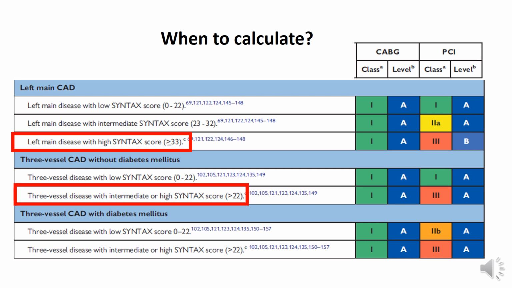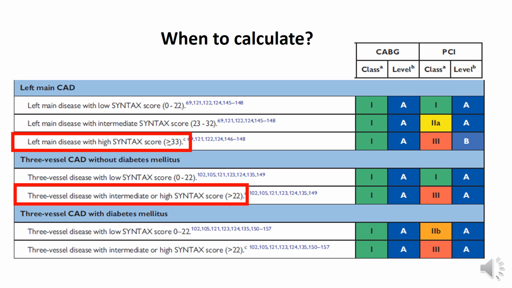In case of 3-vessel disease, if we have a low score of 0 to 22, both options are valid, PCI or CABG. But with an intermediate or high score, which is more than 22, CABG has a mortality benefit and a better outcome in comparison with PCI, and it should be the treatment strategy of choice if the patient is accepting.